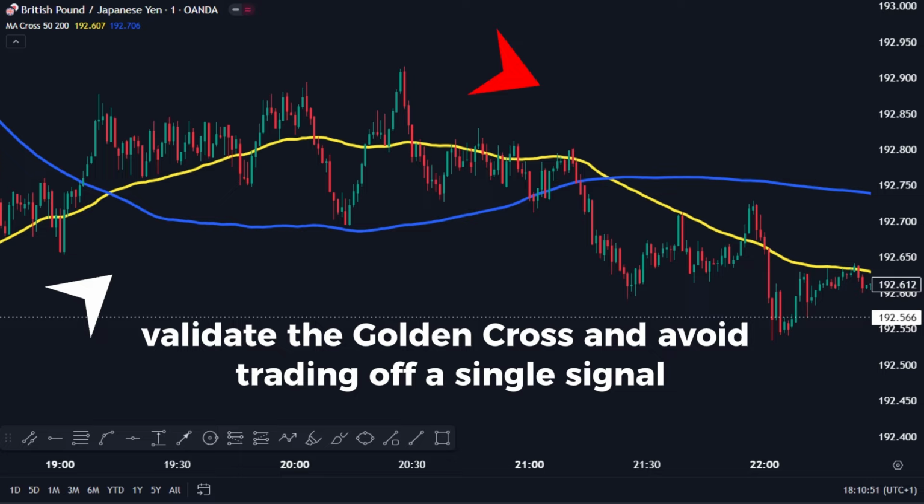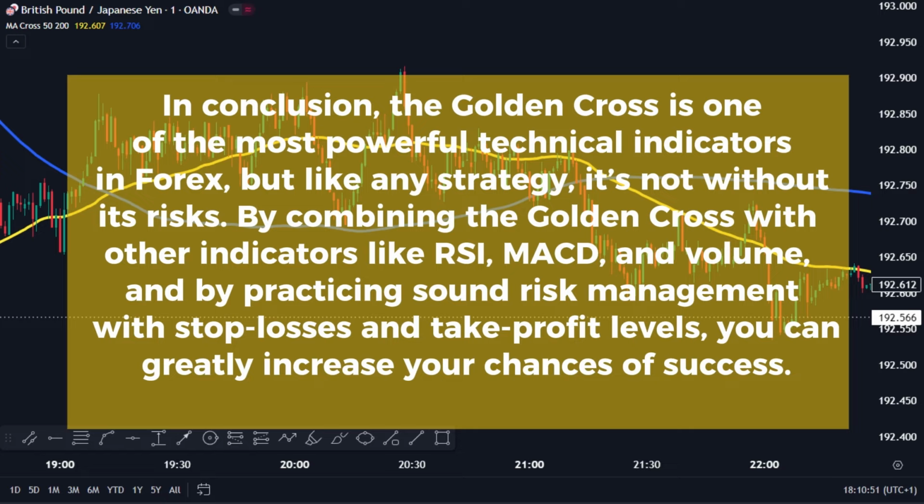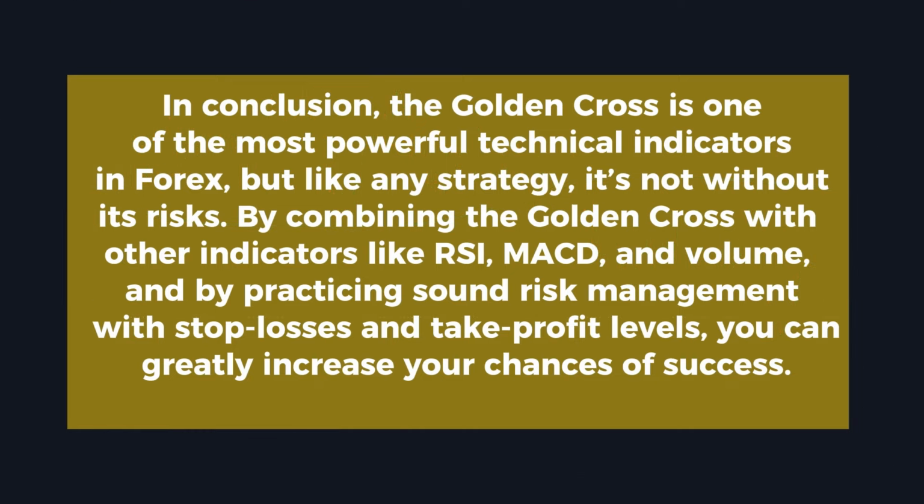The key takeaway here is the importance of confirmation. Always use additional tools to validate the golden cross and avoid trading off a single signal. In conclusion, the golden cross is one of the most powerful technical indicators in Forex, but like any strategy, it's not without its risks. By combining the golden cross with other indicators like RSI, MACD, and volume, and by practicing sound risk management with stop losses and take profit levels, you can greatly increase your chances of success.